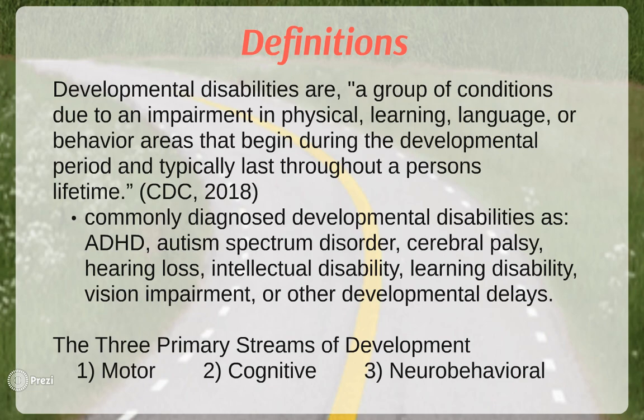Development is both quantifiable milestones and qualitative features. The 3 streams of development are motor, relating to the gross and fine motor skills and oral motor function; cognitive, relating to the receptive and expressive language abilities and problem solving; and neurobehavioral, relating to social and emotional behavior, self-regulation, and mental status.